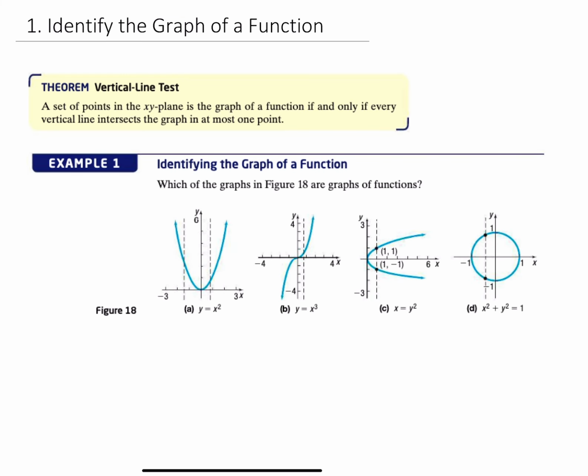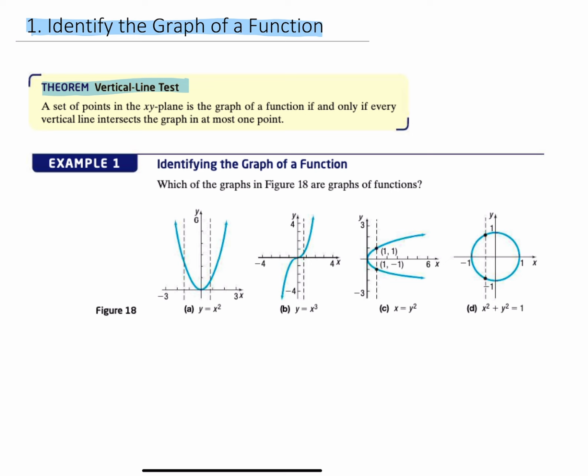I mentioned last time, we can look at a graph and think about a vertical line going through the graph. And if it touches the graph in more than one position, then it's not a function. That would coincide with having multiple outputs for some given input. So that's what we're calling the vertical line test.